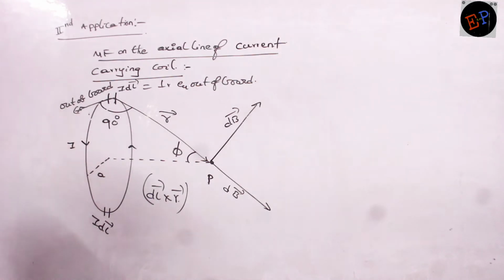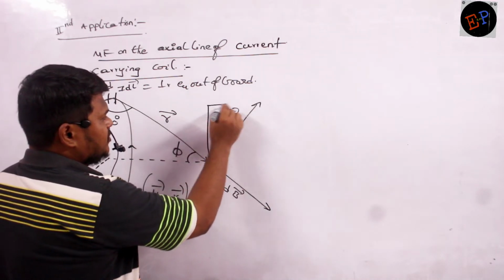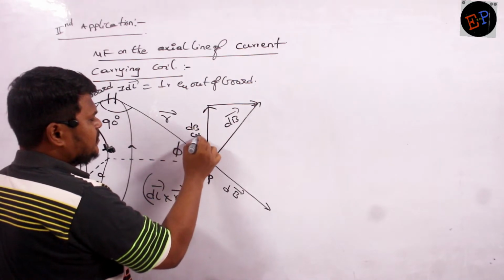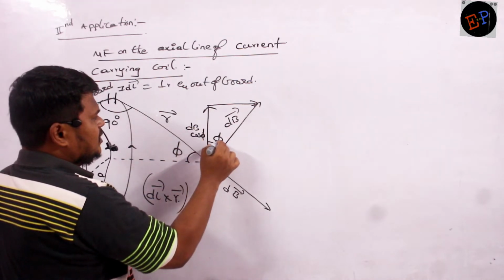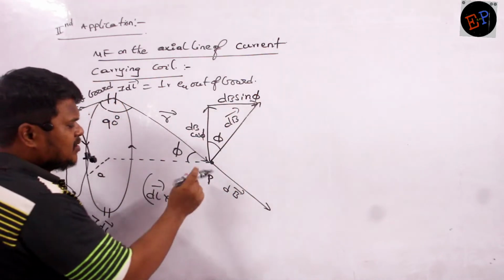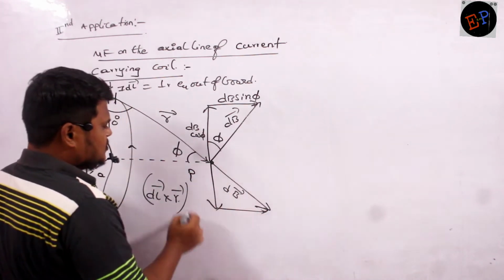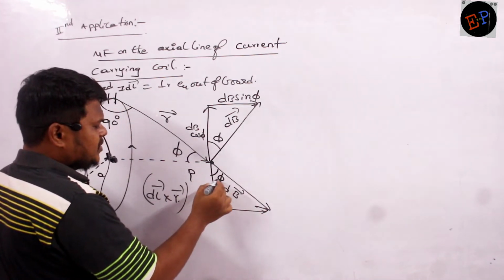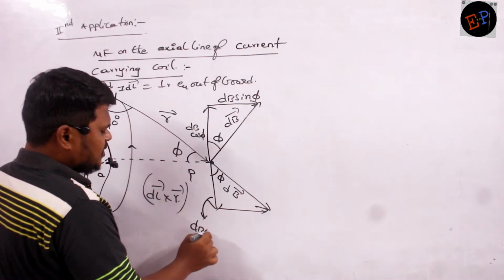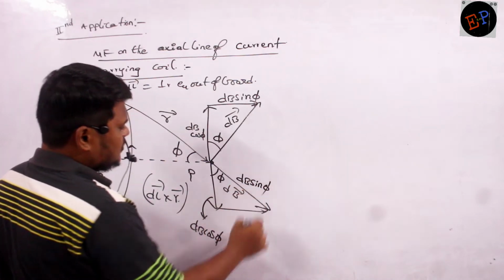Clear now? Now what I do? If this angle is phi, this angle also will be phi only. So split this one into two components: this is dB cos phi, and this is dB sin phi. Similarly, this one also you split into two components. This angle is phi, this angle is also phi. So this is dB cos phi, and this is dB sin phi. What do you understand?